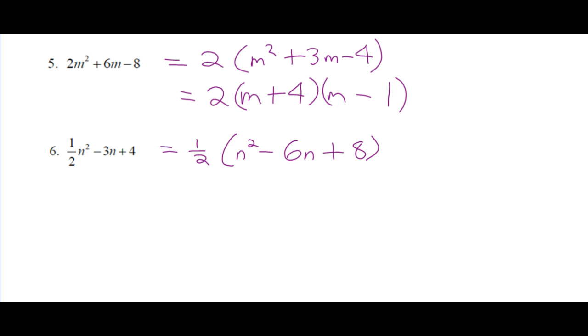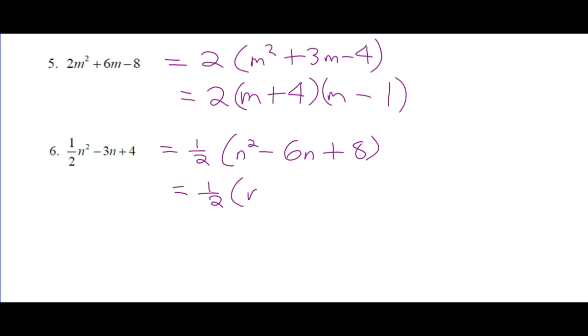1/2 n squared minus 3n plus 4. Okay, good, right? I've done that one correctly. Okay, it's a little tougher because you're dividing by a half, so you're saying, what's 3 divided by a half? And I don't want to do that. So I just say half of what is going to give me 3, right? Half is 6. Half of what is going to give me 4? Half of 8.